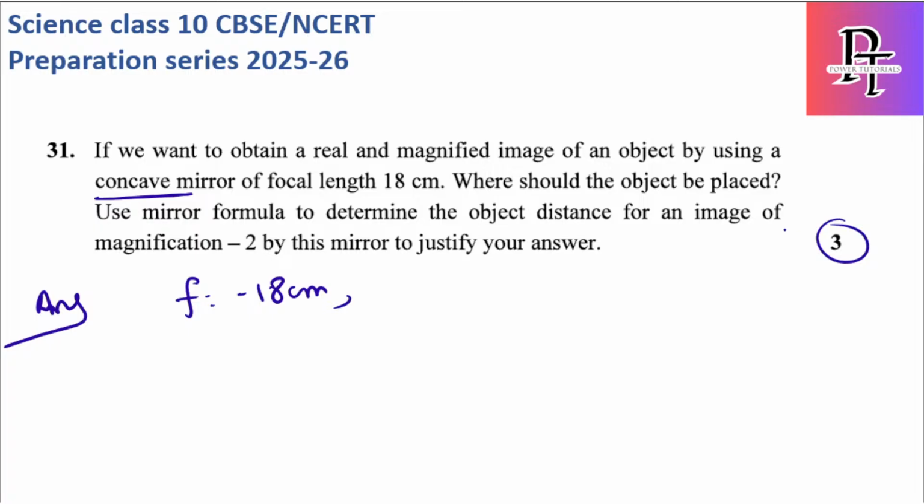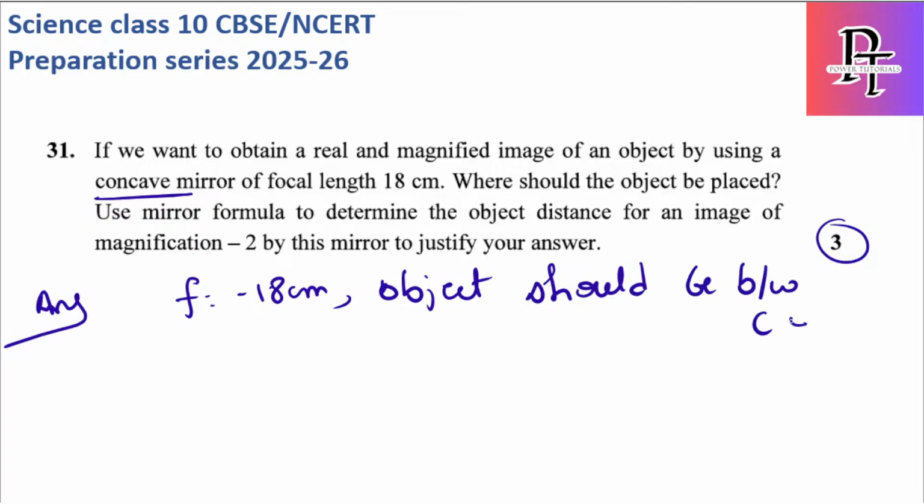Real and magnified image. Okay, where should the object be placed? First of all, for a concave mirror, if you want the image to be magnified, there are 2 options: between C and F, and beyond C as well. Sorry, between C and F and at F, but at F we cannot find the image because it will be at infinity. If we want to get the image properly, then definitely it should be between C and F, which is the center of curvature and focus.